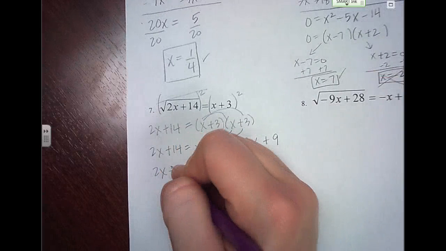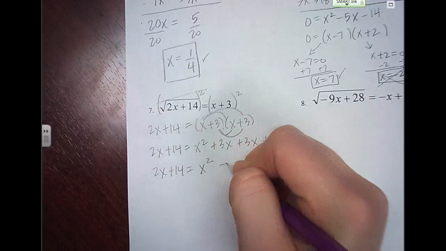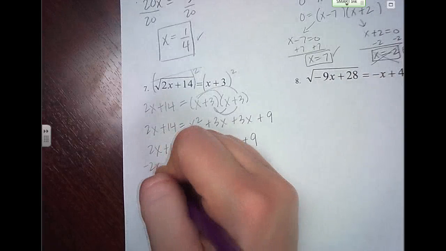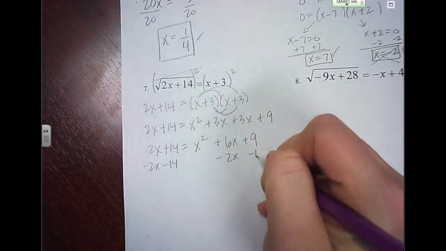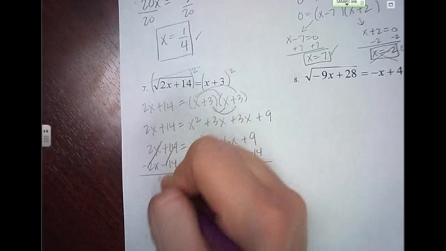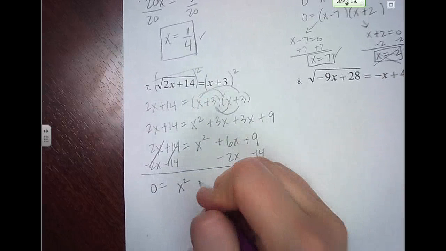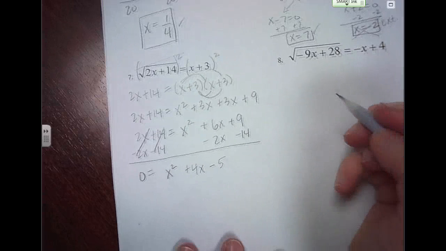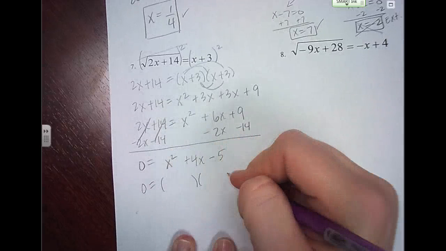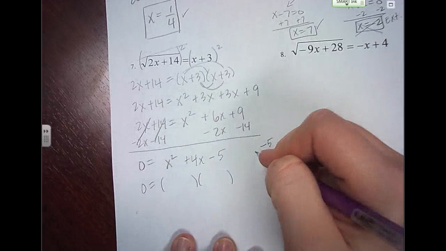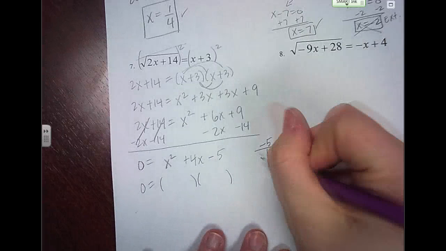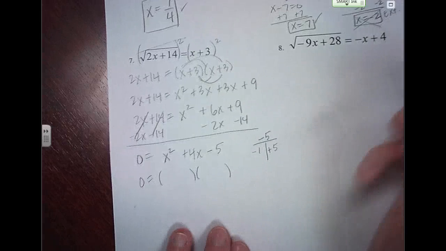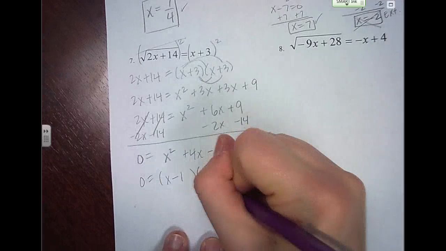So we'll combine like terms on the right. Move everything to the side with the x squared. So subtract the 2x and the 14. 0 equals x squared plus 4x minus 5. So we're looking for two things that multiply to give us negative 5, add to give us positive 4, which would be 1 and 5. So that would be x minus 1 and x plus 5.